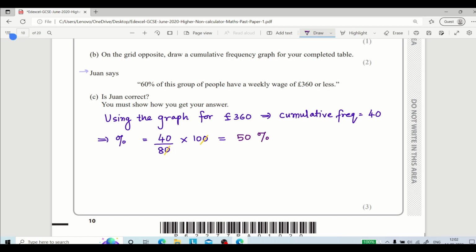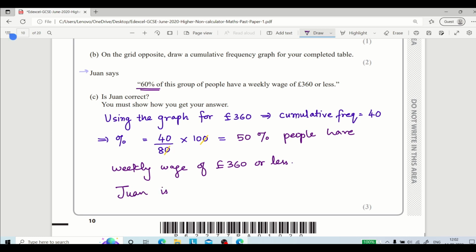50%. And how much is given? 60 percentage. So 50 percentage of people have a weekly wage of 360 pounds or less. That is not 60, which means John is not correct.